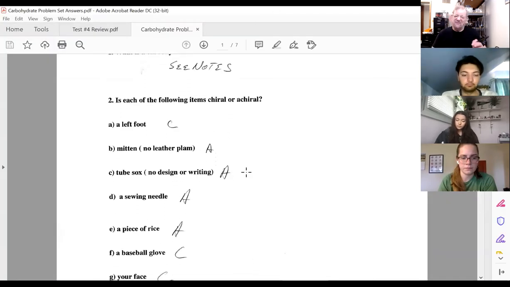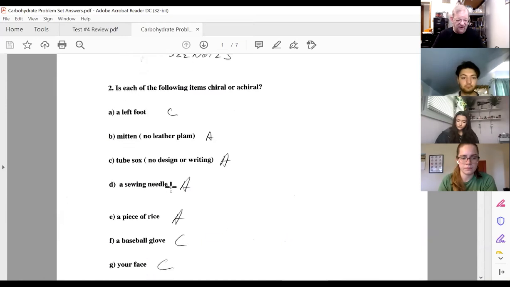And I'm not going to ruin your day by showing his tube sock with no writing design. I should have also put there no toes. Some of you have seen tube socks for women who have toes on them, but they're also achiral. And a sewing needle, I think I did that in class, has a superimposable mirror image. So would a piece of rice.